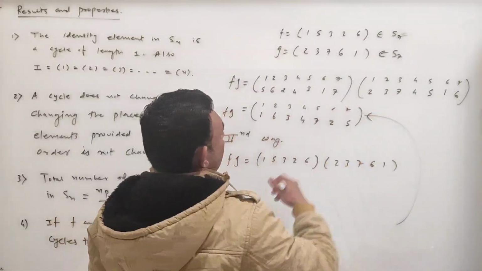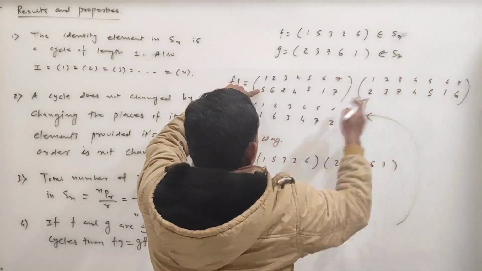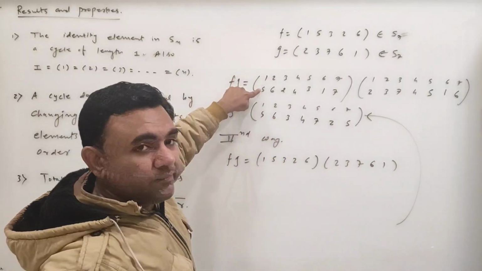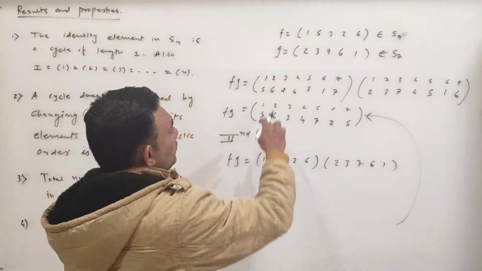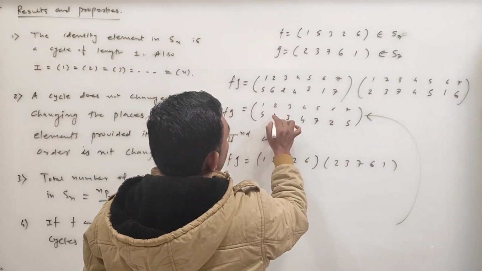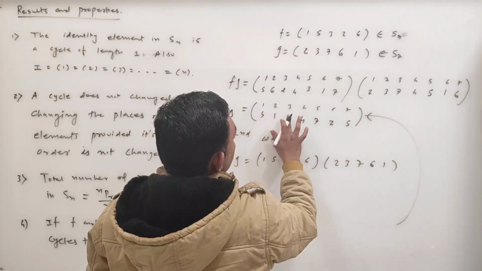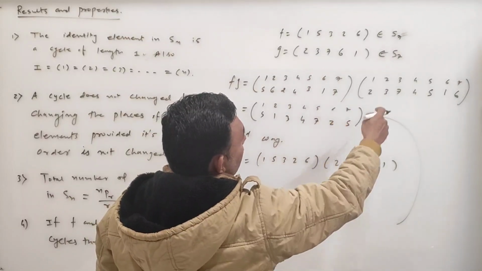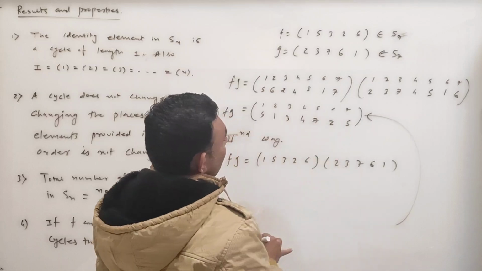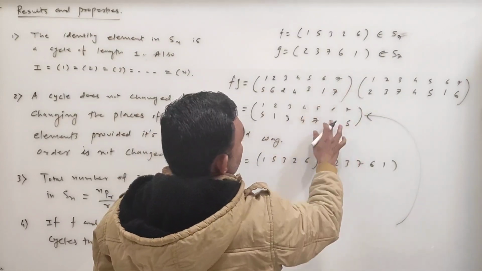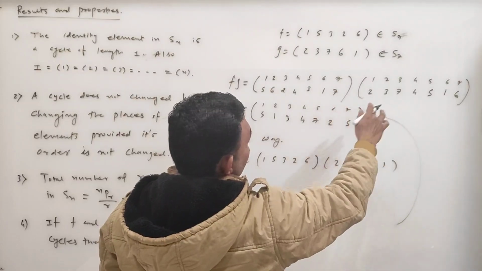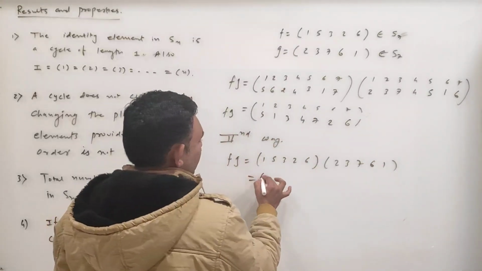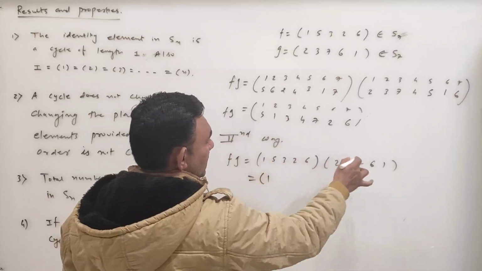Now let me recompute this one. 1 goes to 5, 5 goes to 5. Now 2 goes to 6, 6 goes to 1. 3 goes to 2, 2 goes to 3. 4 goes to 4, 4 goes to 4. 5 goes to 3, 3 goes to 7. 6 goes to 1, 1 goes to 2. 7 goes to 7, 7 goes to 6. So I have this. Now let us see what happened here. You start with 1. So 1 goes to 5, 5 goes to 5.